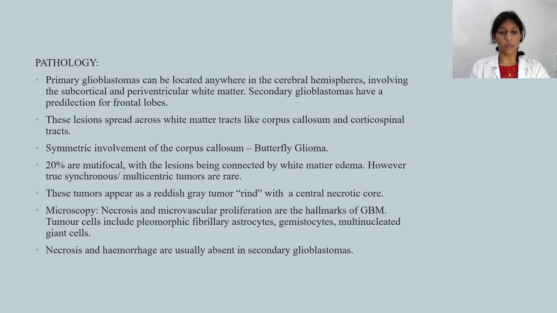Microscopy shows necrosis and microvascular proliferation, which are the hallmarks of GBM. Tumor cells include pleomorphic fibrillary astrocytes, gemistocytes, and multinucleated giant cells. Necrosis and hemorrhage are usually absent in secondary gliomas.